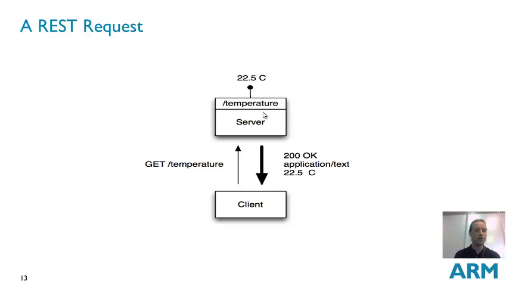As a response to that request, the server simply sends back a 200 OK. It marks the media type of the representation. In this case, it's application text, and the payload, 22.5 C. So very simple. It's a client GET and a response with a representation of that resource. So that's a REST paradigm request.